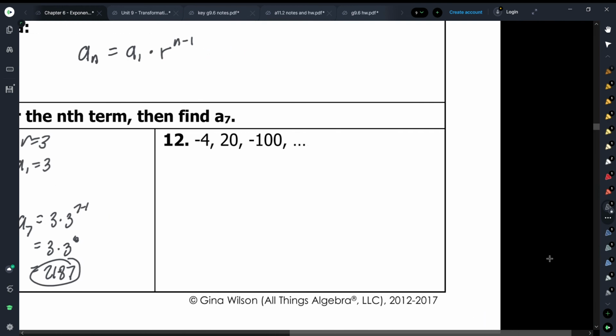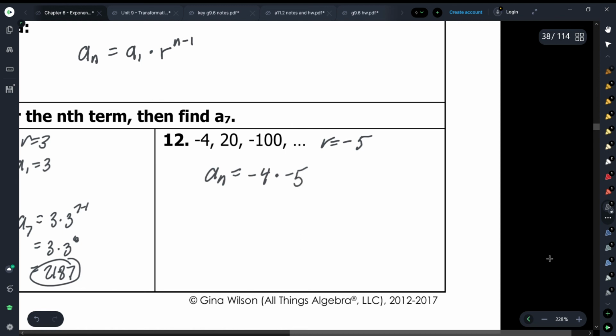2187. Okay, again here. Looks like my common ratio is negative 5. So my formula for a sub n is negative 4 times negative 5 to the n minus 1. So to find a7, it's negative 4 times negative 5 to the 6th power.